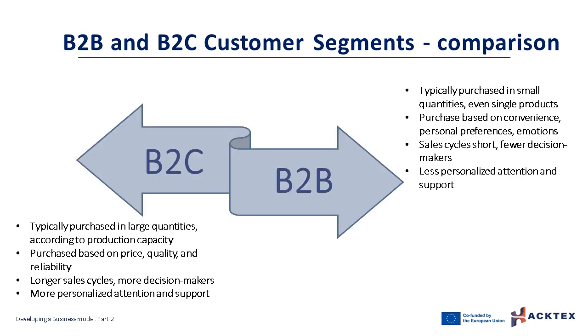Some key differences between the two categories are: B2B customers typically purchase in larger quantities than B2C customers. B2B customers are more likely to make a purchase based on factors such as price, quality, and reliability. B2C customers are more likely to make a purchase based on factors such as convenience, personal preferences, and emotions. B2B sales cycles are typically longer and involve more decision makers than B2C sales cycles. B2B customers often require more personalized attention and support than B2C customers.